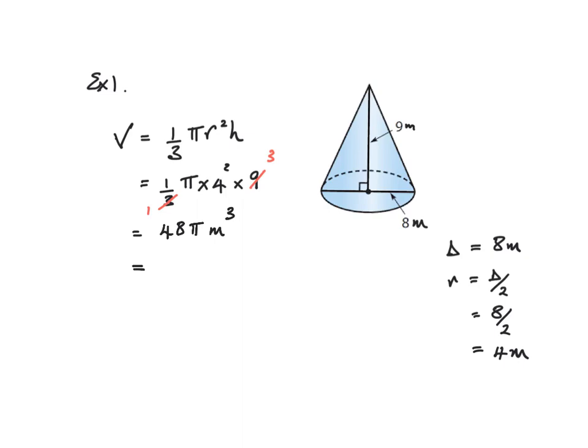And we can now use a calculator. That gives us 150.796 meters cubed. Now what I'd like to do is to round the answer correct to 1 decimal place. Here is the first decimal place. So what happens to the 9 and 6? Well, the 9 and the 6 will round up, and the 7 will become an 8. So the answer correct to 1 decimal place is 150.8 meters cubed.